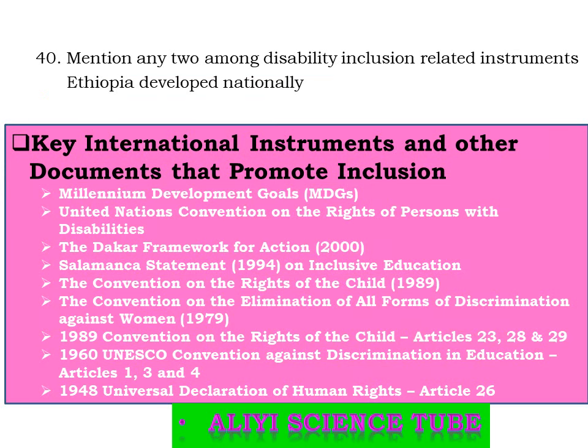Question 40. Mention any two among the disability inclusion related instruments Ethiopia developed nationally. International instruments and other documents that promote inclusion: Millennium Development Goals, Convention on the Rights of the Child, and that's all. Dakar Framework for Action.